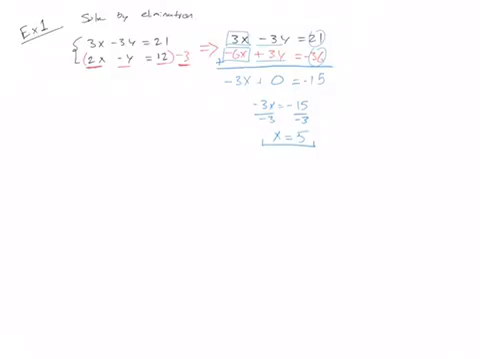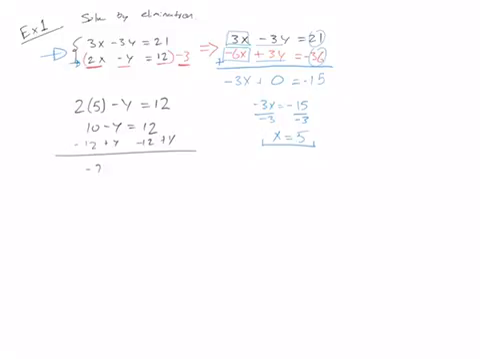Now all I need to do is take this x is equal to 5 and plug it in up here somewhere to solve for the other variable. I think I'm going to plug it in the second one down here. I'm going to say 2 times x, which is 5, minus y will give me 12. So this means 10 minus y is going to give me 12. I'm going to add a y and subtract a 12.